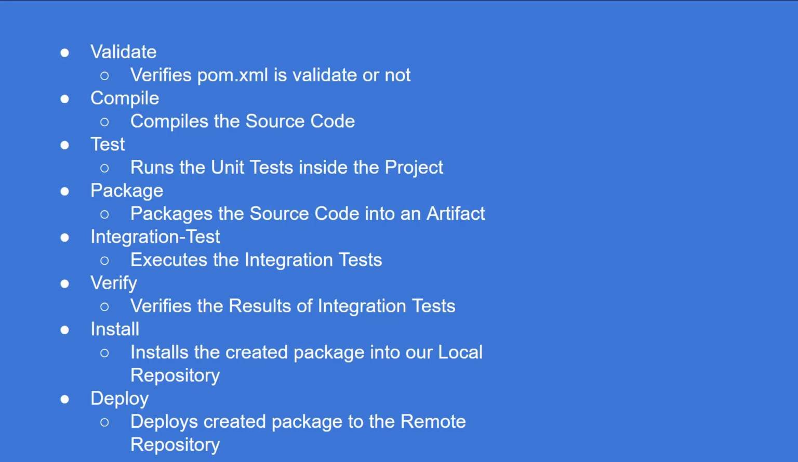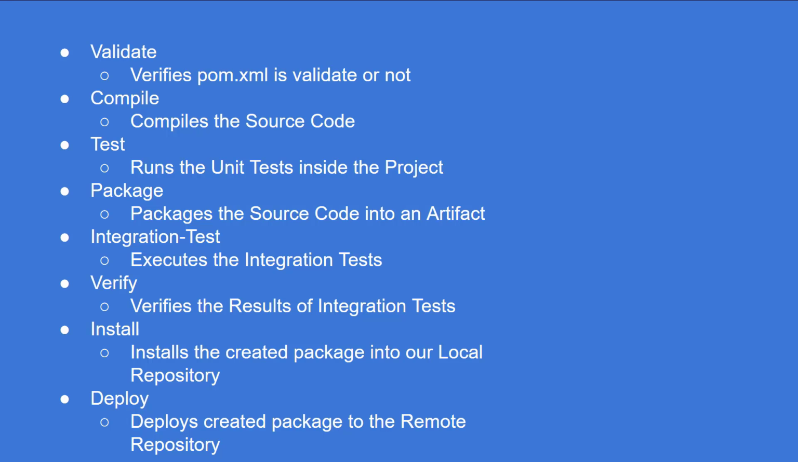After the package phase, we have the integration test phase. If our project contains any integration tests, these are executed as part of this phase. After that, we have the verify phase, where Maven checks whether the integration tests run in the previous phase were successful or not. After the verify phase, we have the install phase, where Maven installs the created package file, whether a jar file or whatever artifact was generated, into our local repository. That means the .m2 repository folder.